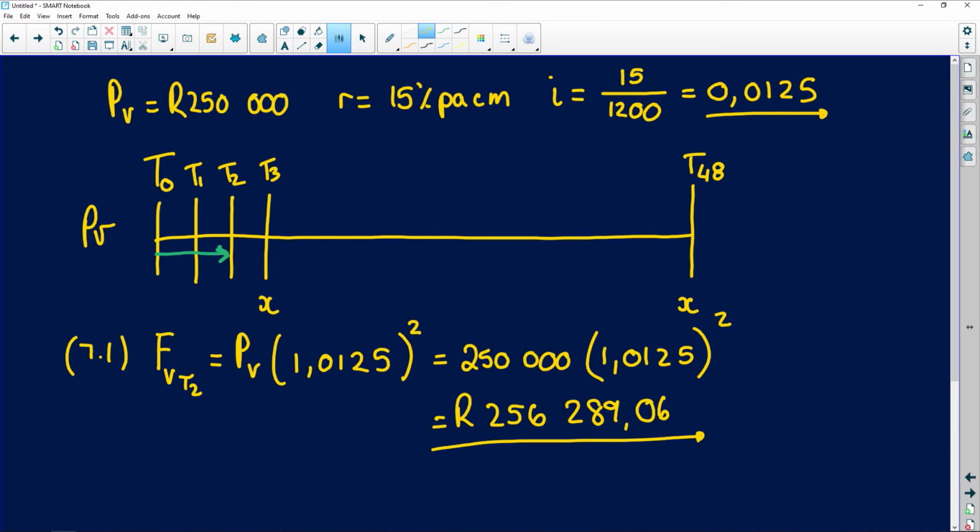6,300 Rand, more or less, is the interest that was added for those 2 payments that did not happen. Okay, now the annuity is ready to run.